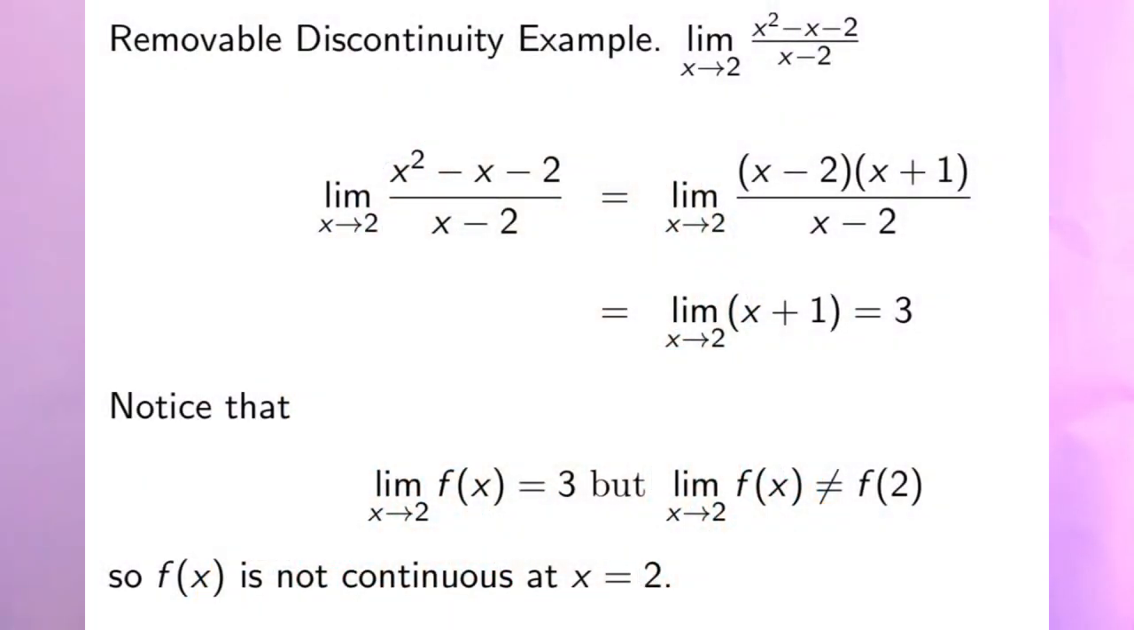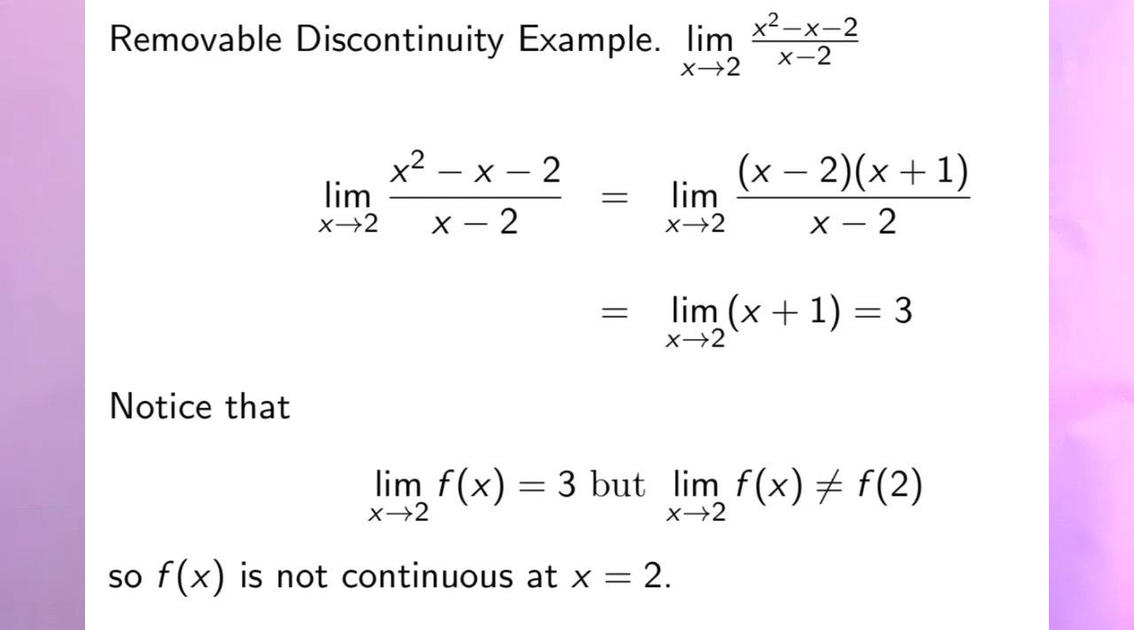The way that we find the limit of a point discontinuity is by, in a sense, removing that point from the graph, or adding that point to the graph. So let's walk through an example. The function for this graph is x squared minus x minus 2 over x minus 2. And we want to take the limit of this function as x goes to 2.